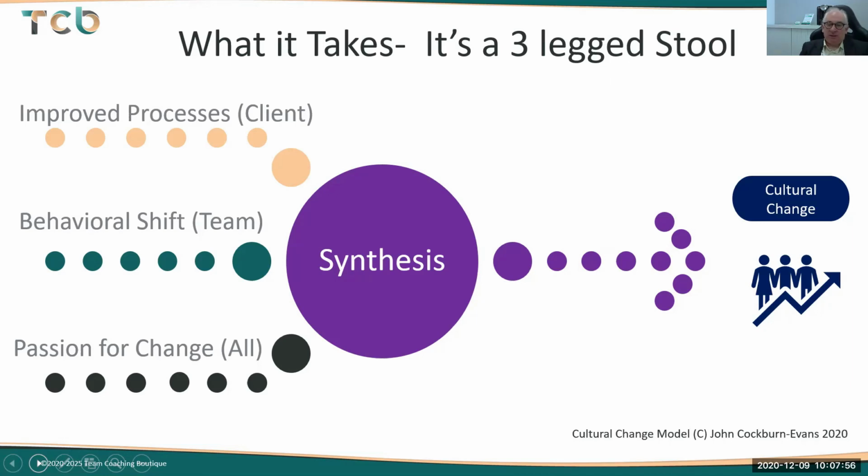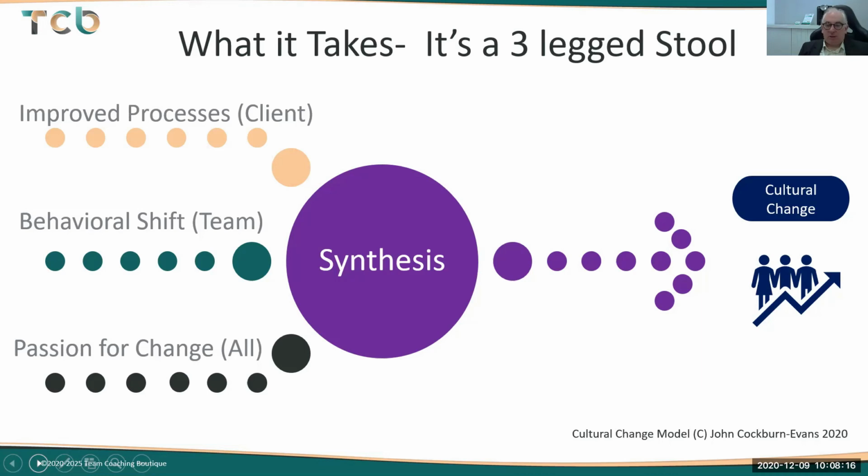And I look at this as a three-legged stool. You take any one of those legs away, right? And the stool falls over, like a milkmaid stool. And I've seen that. I've seen organizations that have been very good at working on coaching and behavioral shift, but no good at internal processes, right? And they may have some level of passion and it's not worked. I've seen the other way around.